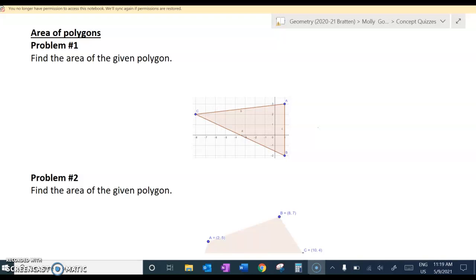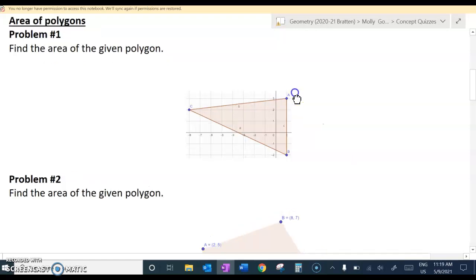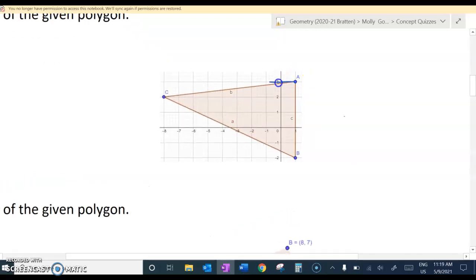Here is problem 1 of area of polygons. So it says find the area of the given polygon. And this is a triangle, and the method that I like best is box method. So I'm just going to draw a box around this shape. So then we can find the area of the whole rectangle, and then we could just subtract the space that's not in the original triangle.